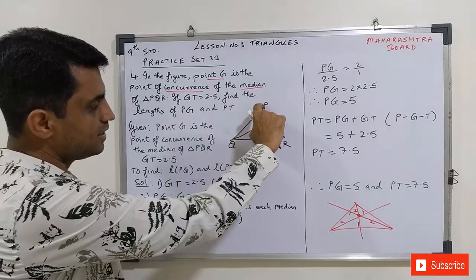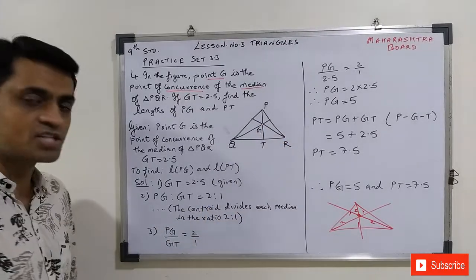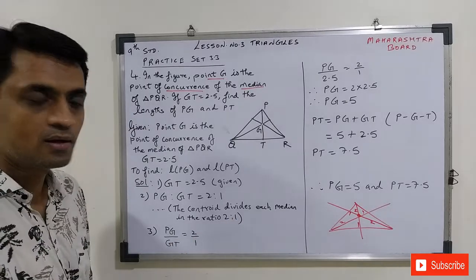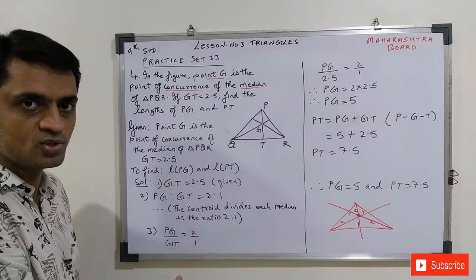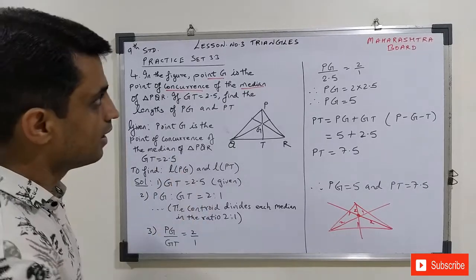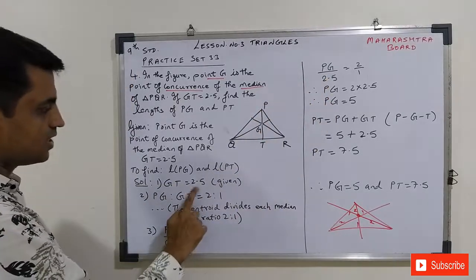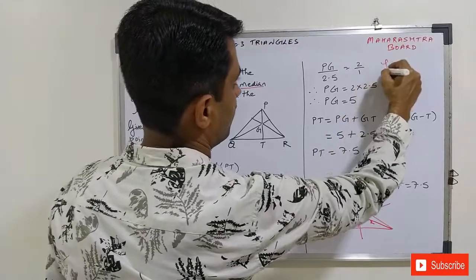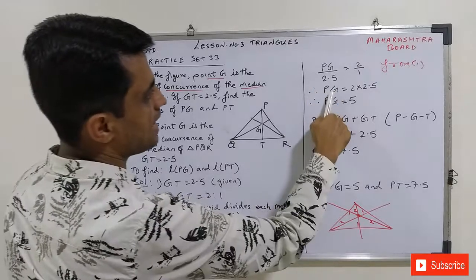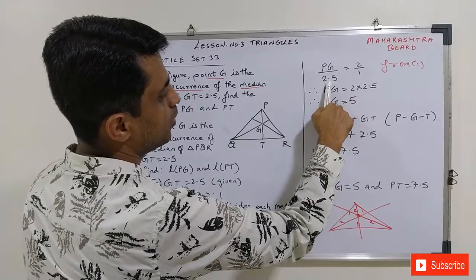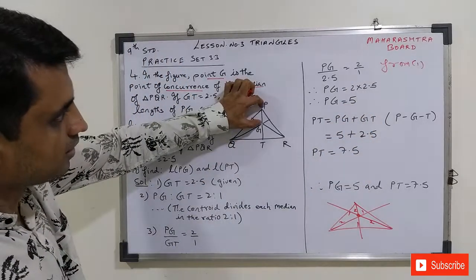So PG is to GT is 2:1. Why? The centroid divides each median in the ratio of 2:1. So now we get PG upon GT is 2/1. We have written it in ratio form instead of 'is to'. Okay, now let us substitute the value. What is our GT? GT is 2.5. After this, PG as it is, 1 into PG equals 2.5 into 2, which is 5. So we got PG.